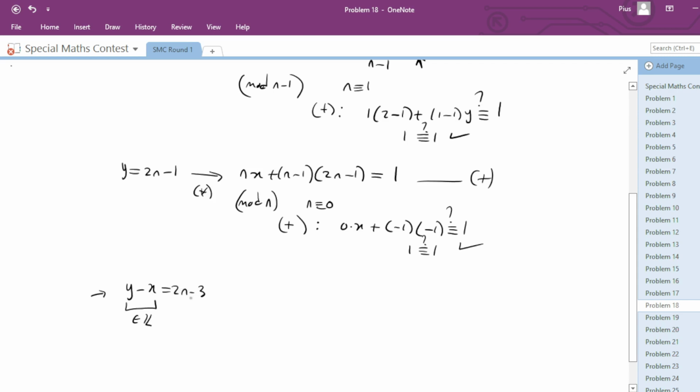So let's say we go with making y the subject. That means y is 2n minus 3 plus x. So we'll plug this into star, and that will give us nx plus (n minus 1)(2n minus 3 plus x) is equal to 1.